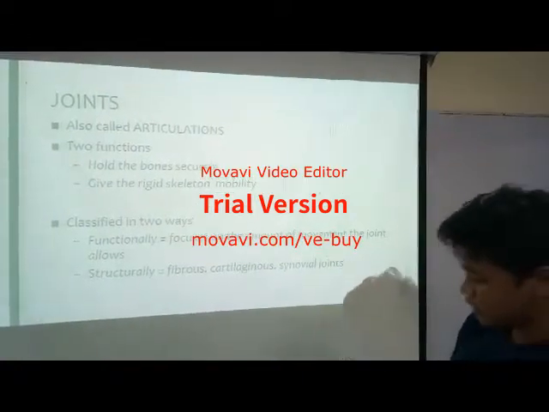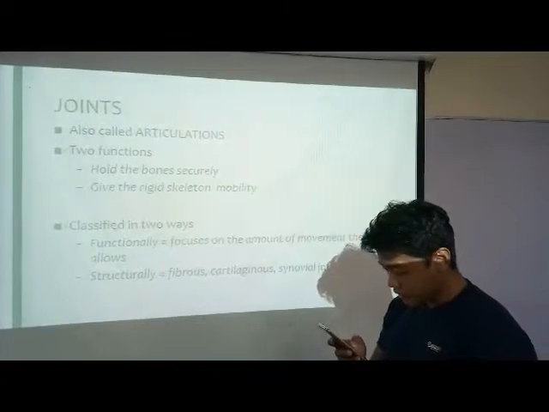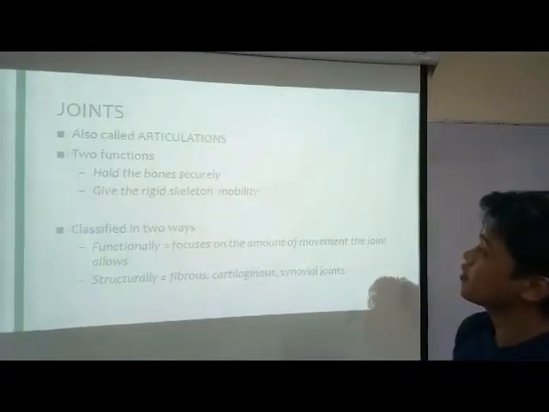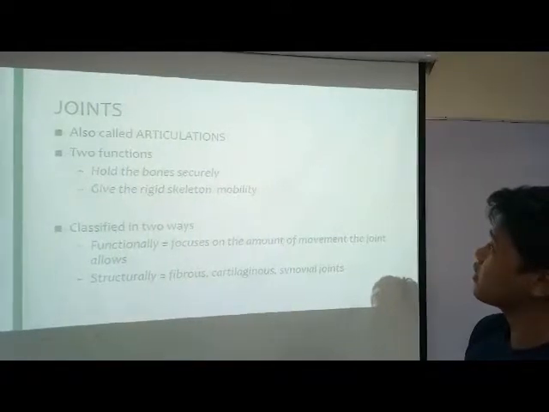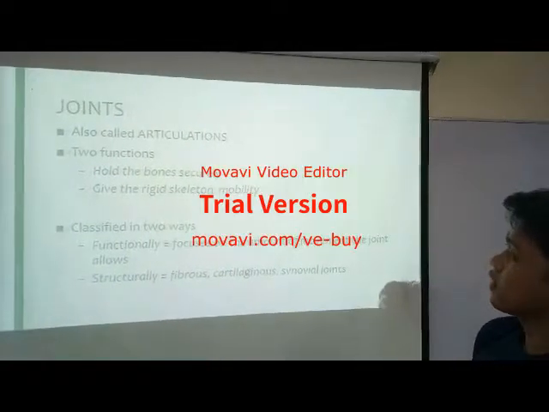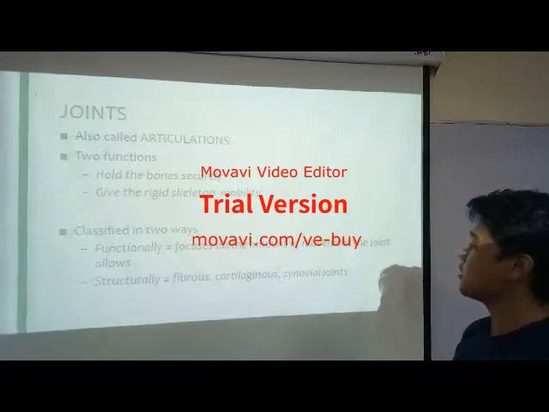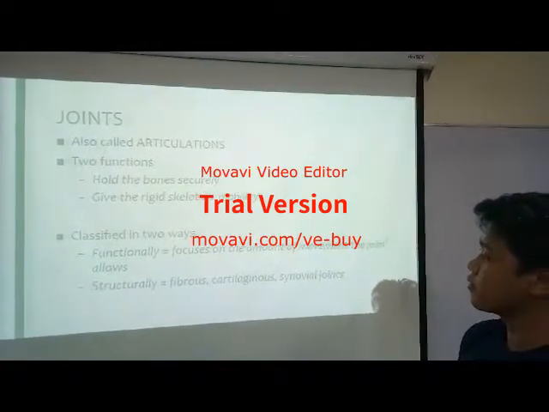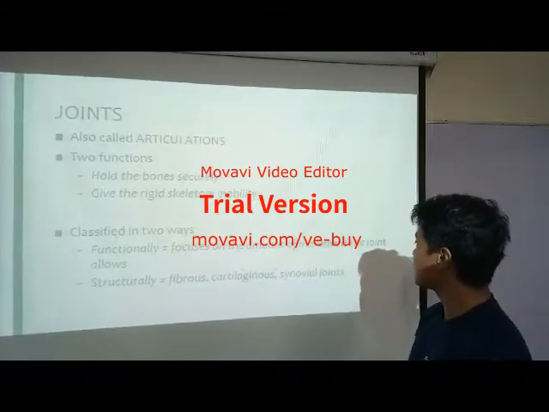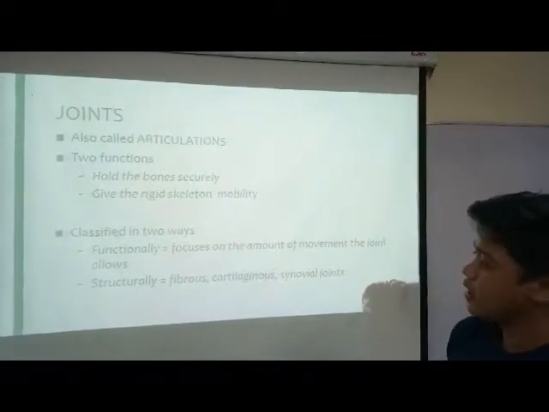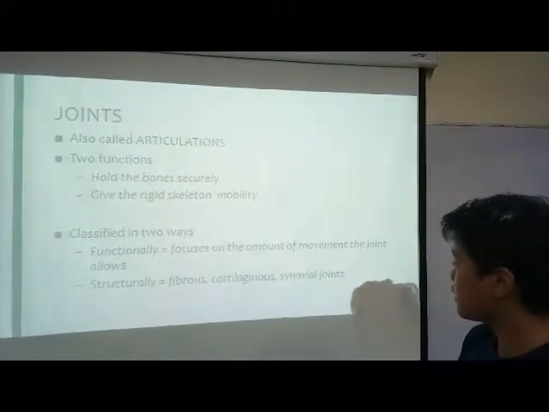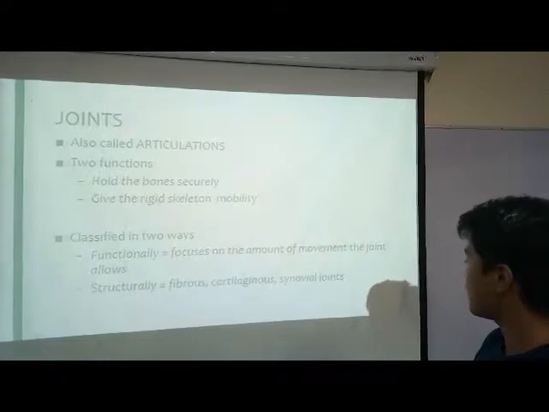Joint. Joints are the places where two or more bones meet. They are also called articulations. Two functions: hold the bones securely and give the rigid skeleton mobility. Classified in two ways: functionally, which focuses on the amount of movement the joint allows, and structurally: fibrous, cartilaginous, and synovial joints.